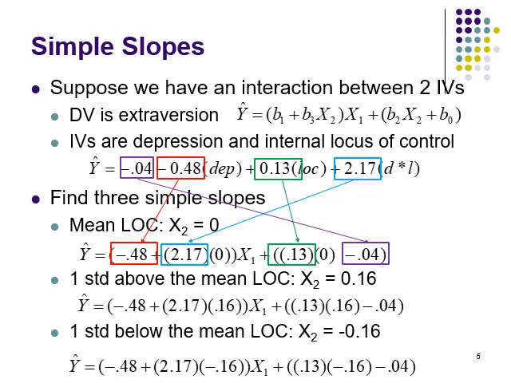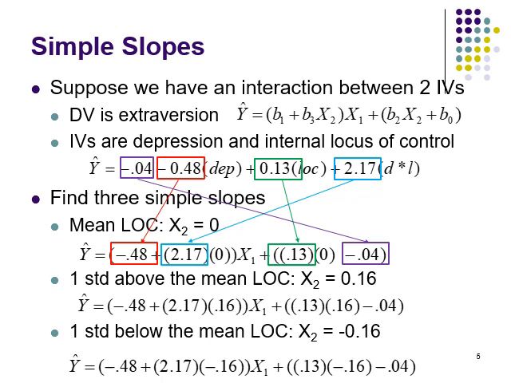So that leaves what does change. Well, what changes is the person's score on x2. So we're adding that in. In the first equation, it's going to be 0. So it's the mean. It's been centered. So it's going to be 0 in both locations where it would show up, both the interaction and its individual effect. On the second equation, we're one standard deviation above the mean of locus of control.